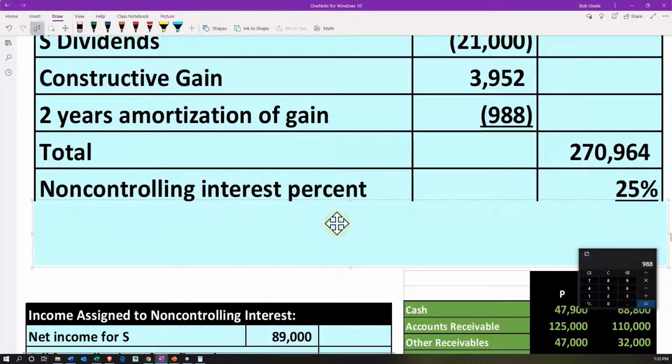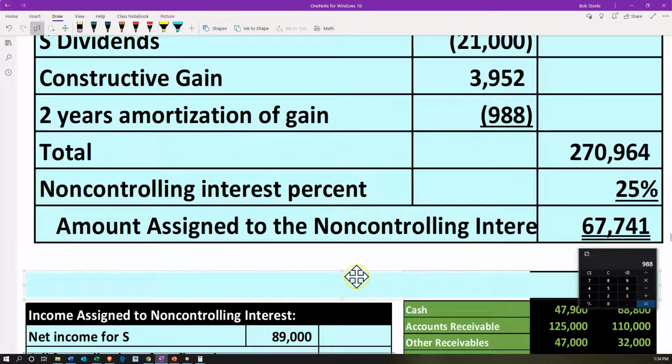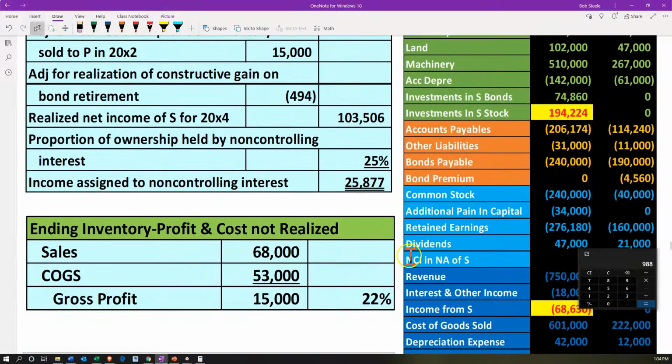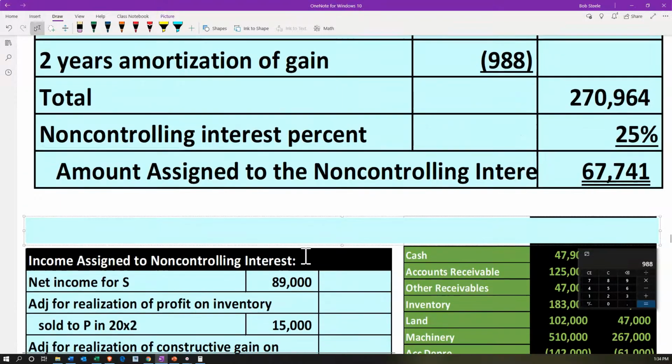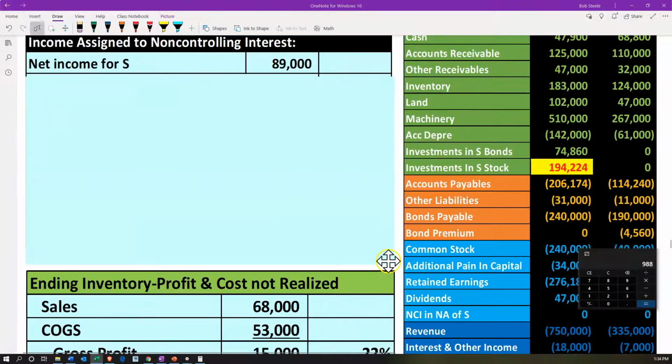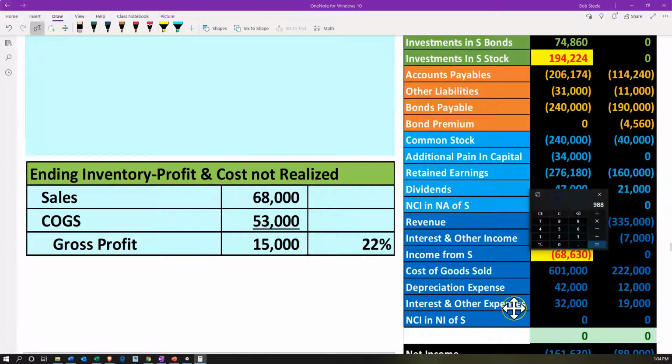So if we take that 270,964 times the 25%, we're going to get the non-controlling interest of 67,741. And that is the amount that we expect to see once again down here, non-controlling interest, after we do our consolidation entries for it. Now let's consider the income assigned to the non-controlling interest. So we looked at this number. Now we want to look at basically this number down below, what we think is going to be at the end of this process.